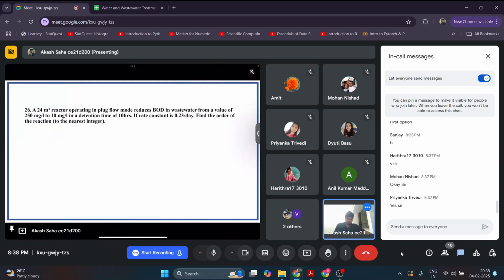Okay, so one more question we'll do quickly. A 24-meter cube reactor operating in plug flow mode reduces BOD in wastewater from a value of 250 milligram per liter to 10 milligram per liter in a detention time of 10 hours. If the rate constant is 0.23 per day, find out the order of the reaction. So here every detail is given, but you don't know what the order of reaction is.